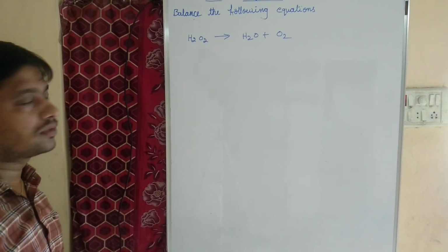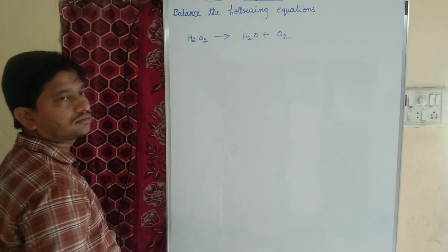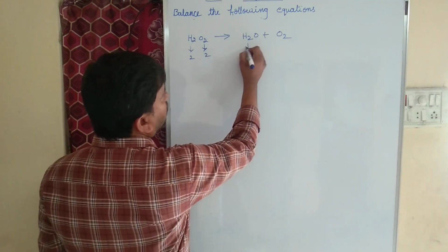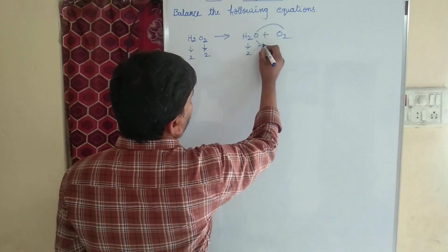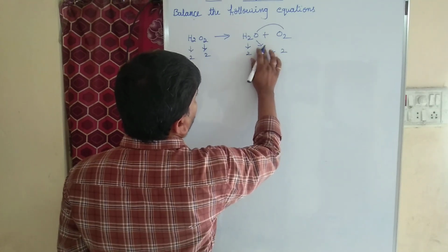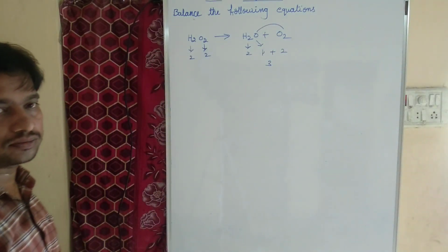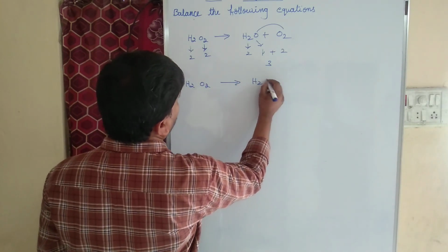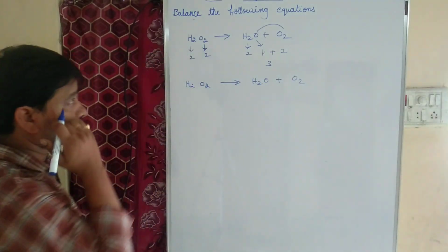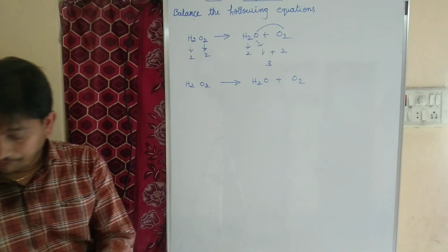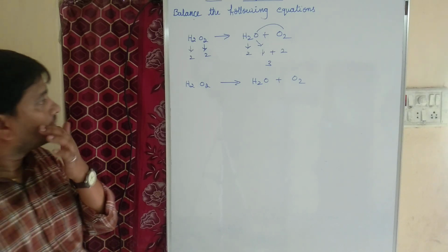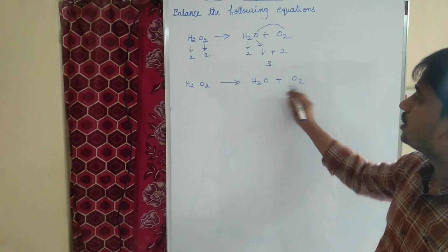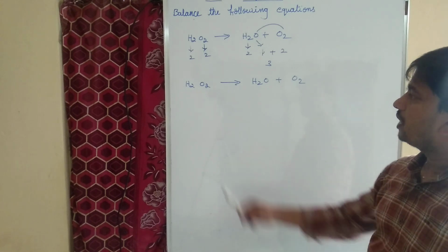So on LHS we have 2 atoms of hydrogen and 2 atoms of oxygen. Here we have 2 atoms of hydrogen, but 1 atom of oxygen plus 2 atoms of oxygen. So 1 plus 2, that is equal to 3. So let us balance now. H2O2 gives rise to H2O plus O2. First of all, oxygen atoms are imbalanced, right? On RHS we have 1 atom of oxygen and 2 atoms of oxygen, 1 plus 2 together 3. But here we have only 2.